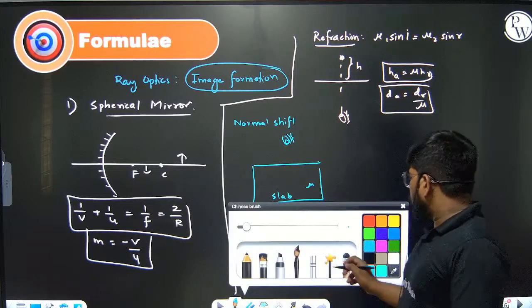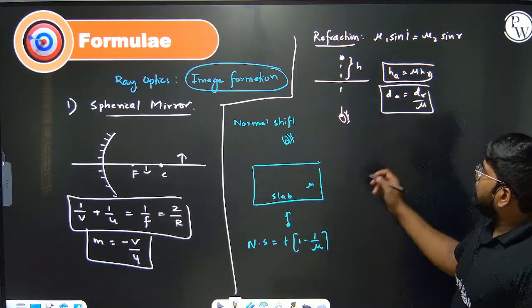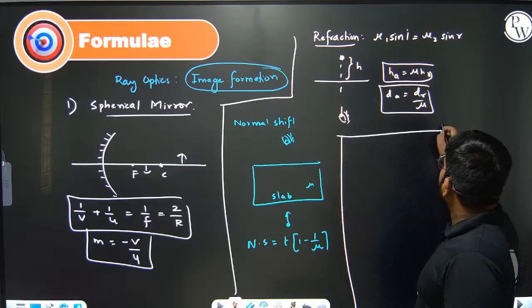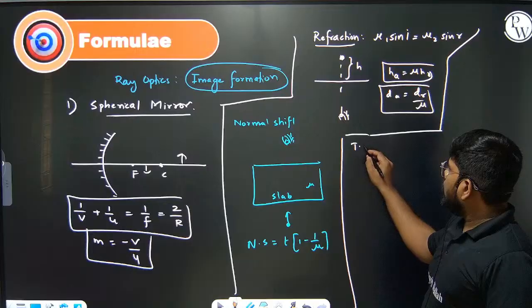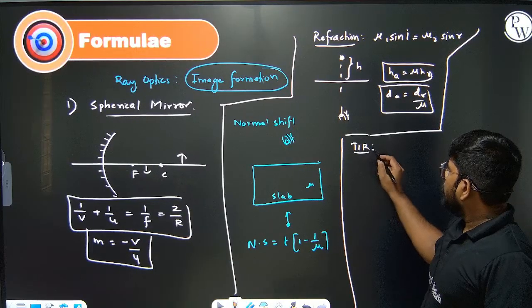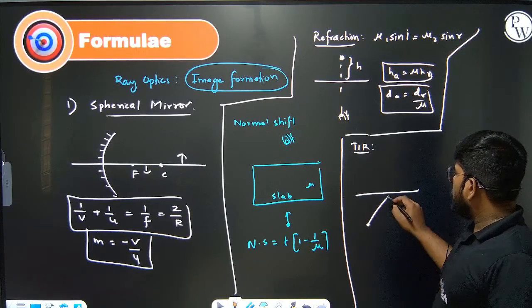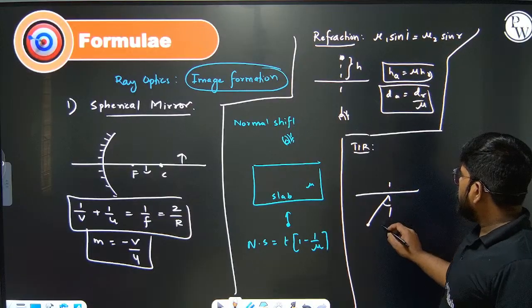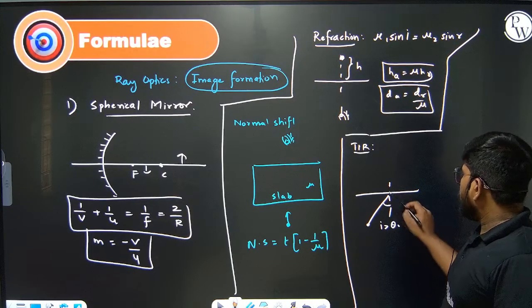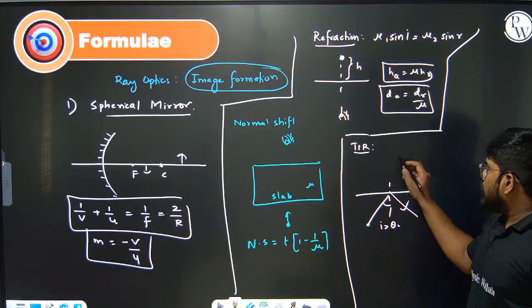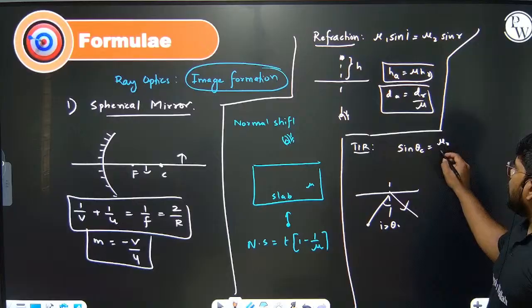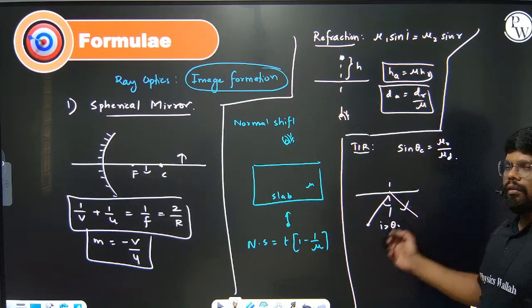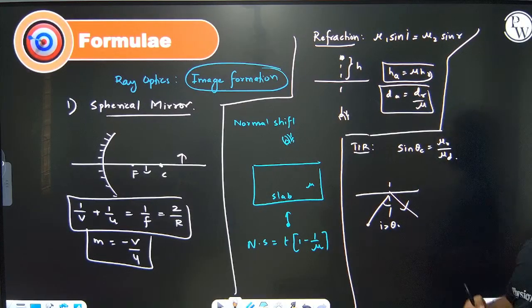After learning about the parallel slabs, we have the special case of TIR. What is TIR? Whenever light is trying to enter from a denser medium into a rarer medium, and the angle of incidence is greater than the critical angle, then it undergoes total internal reflection. What is this critical angle? We'll find it using sin theta c = mu rarer / mu denser. And the applications will be combined with the prism.